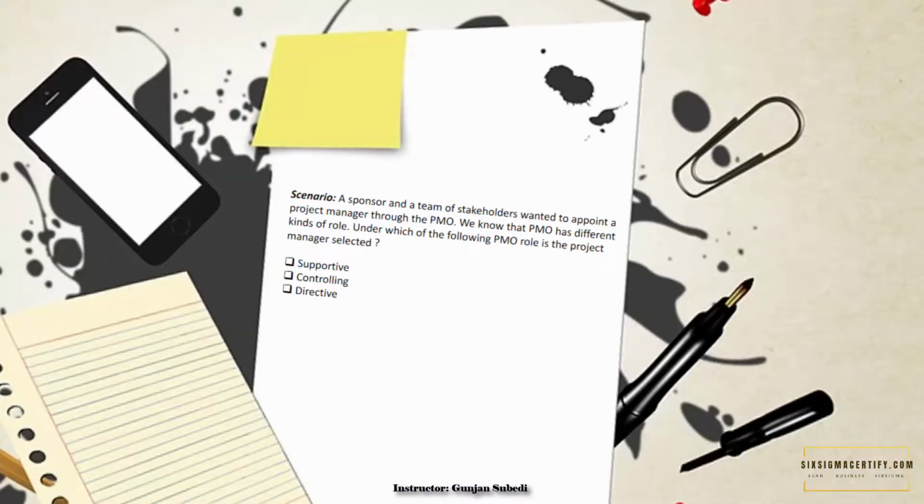A question for you. A sponsor and a team of stakeholders wanted to appoint a project manager through the PMO. We know that PMO has different kinds of roles. Under which of these PMO roles is the project manager selected? Is it the supportive role? Is it the controlling role? Or is it the directive role? I expect the correct answer from you, as we have already covered this in the lecture. Please write your answers in the comment box.